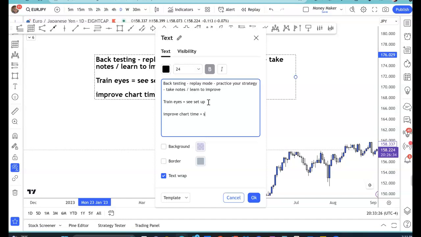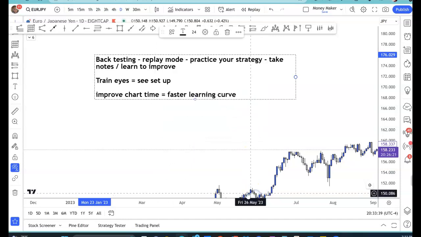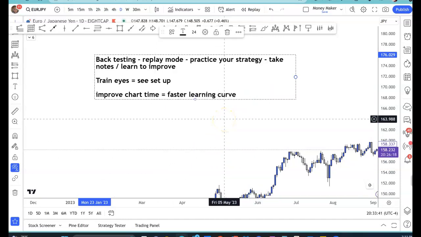Equals faster learning curve. And what I mean by that is the market is only open for almost an 8-hour period throughout the day, Monday through Friday. And of course, it opens on Sunday evening. So from Friday night when the market closes around 5 to Sunday evening when it reopens, you have almost a 48-hour window where you're not really trading.